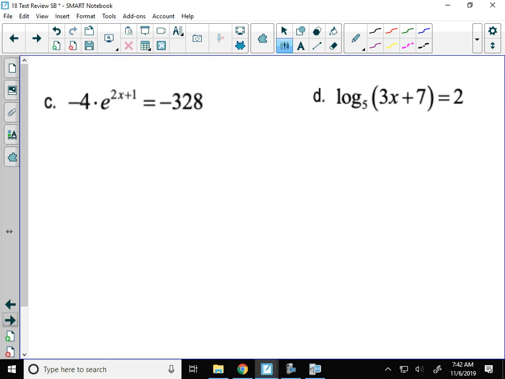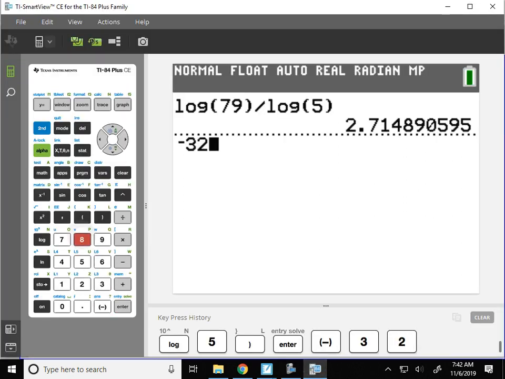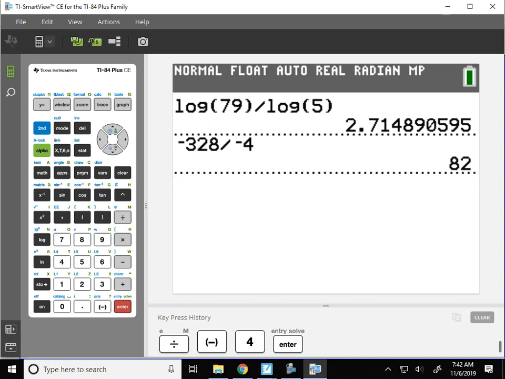Let's look at C. I have negative 4 times e to the 2x plus 1 equals negative 328. Before I can deal with logarithms, remember I need to isolate the exponential. And my exponential here is e to the 2x plus 1. I can't do anything with a log until I get e to a power by itself. So my first step is going to be to divide away the negative 4. That gives me e to the 2x plus 1 equals, and let's see, negative 328 divided by negative 4 is 82.